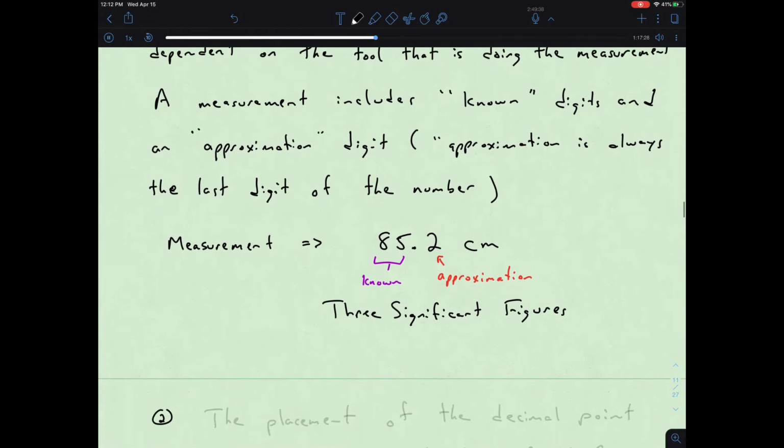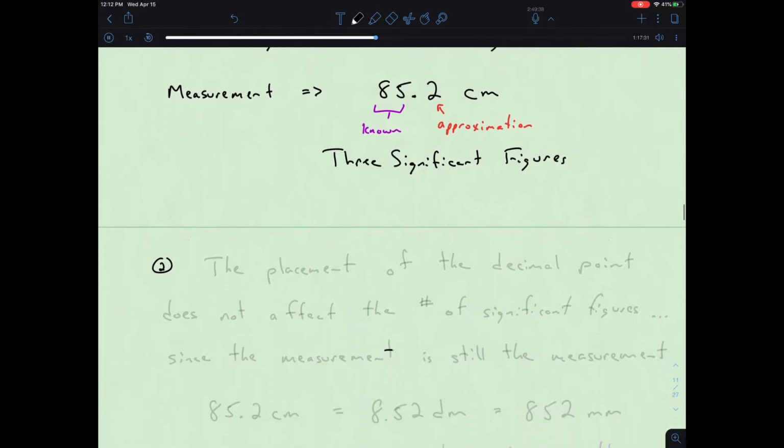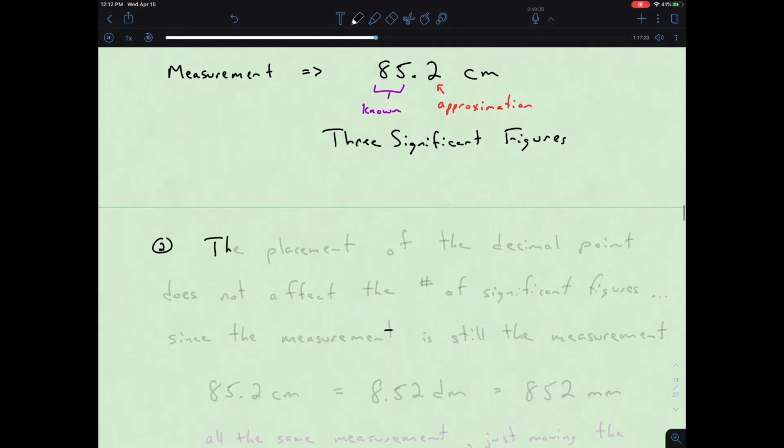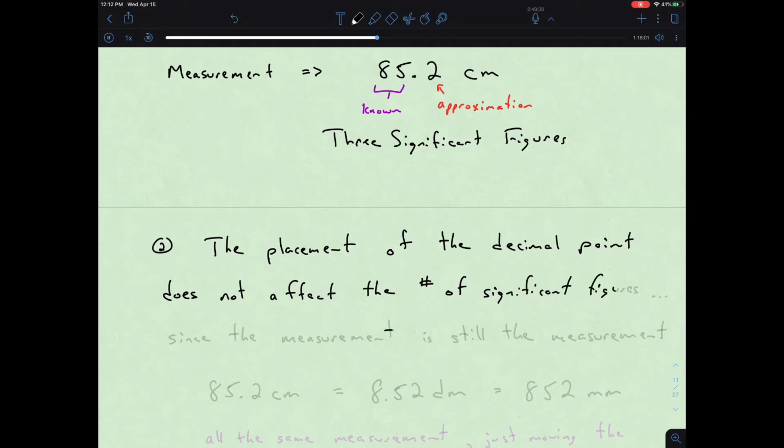Step 2, or idea 2, would be the placement of the decimal point does not affect the number of significant figures. Since the measurement is still the measurement.